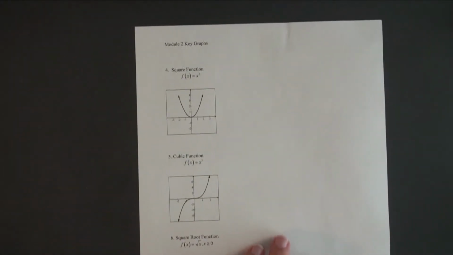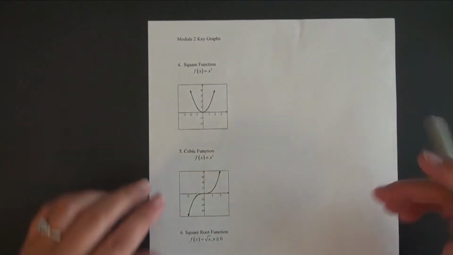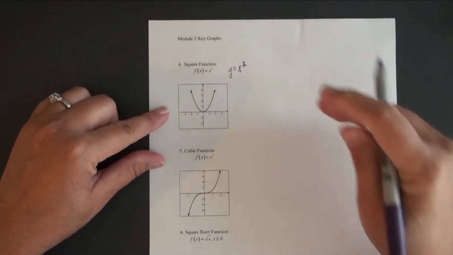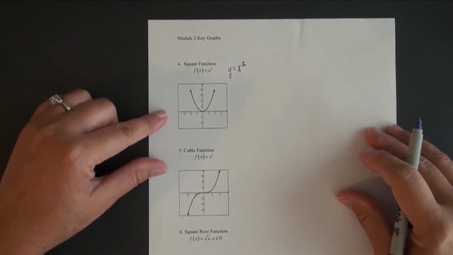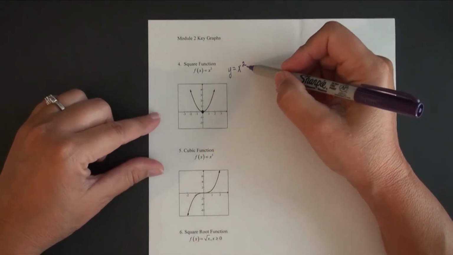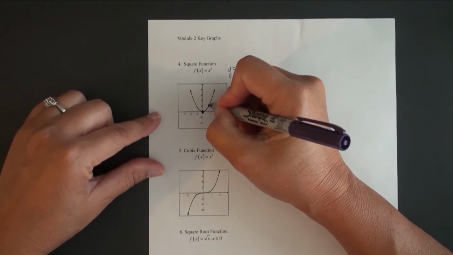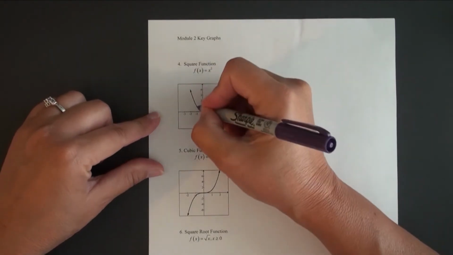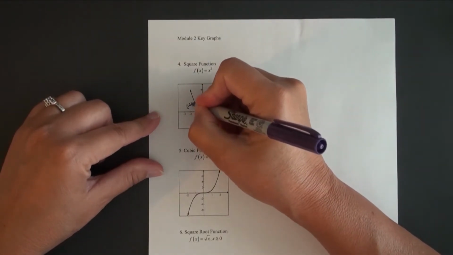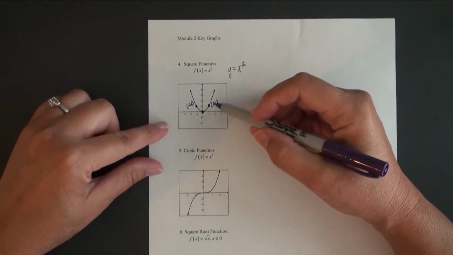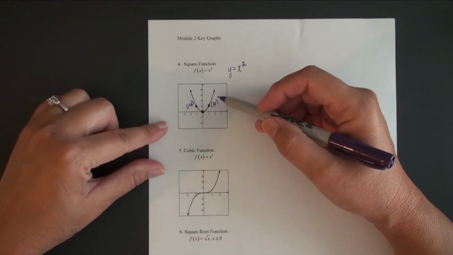Okay, number 4 is called the square function. And this, you'll notice, is a quadratic function with just y equals x squared. Now I want you to notice a few things about this function. First of all, it goes through the point 0, 0, because 0 squared is 0. It goes through the point 1, 1, because 1 squared is 1, and it goes through the point negative 1, 1. Now I would suggest that you go ahead and write those points on your graph because that will be helpful as we go on into our next lesson.